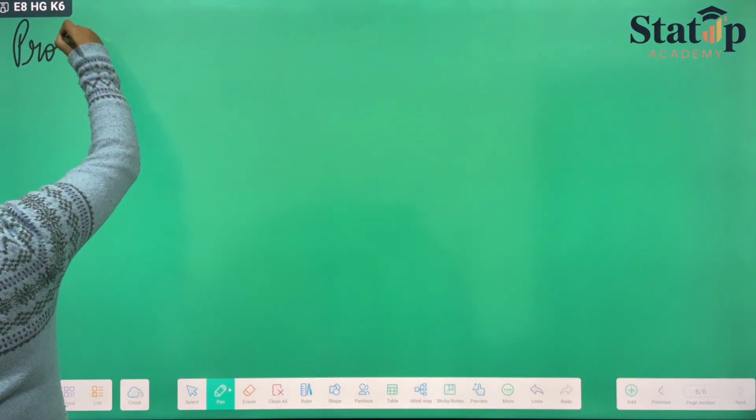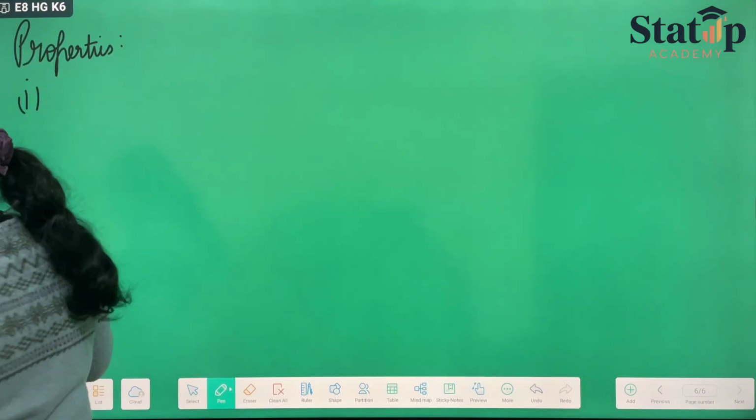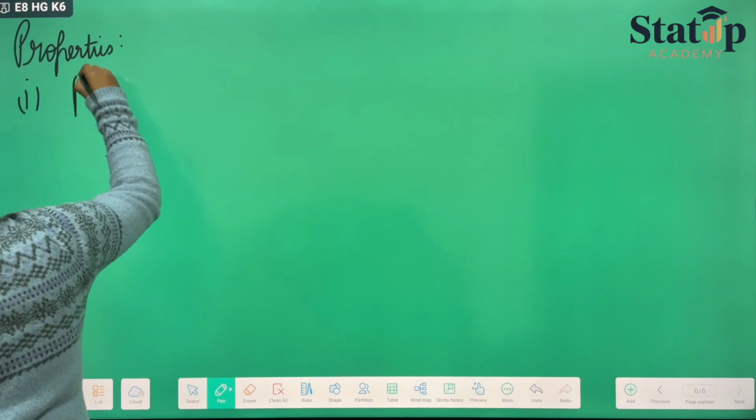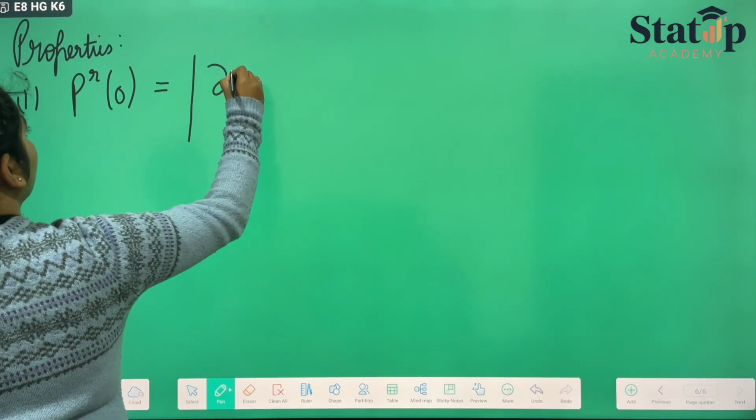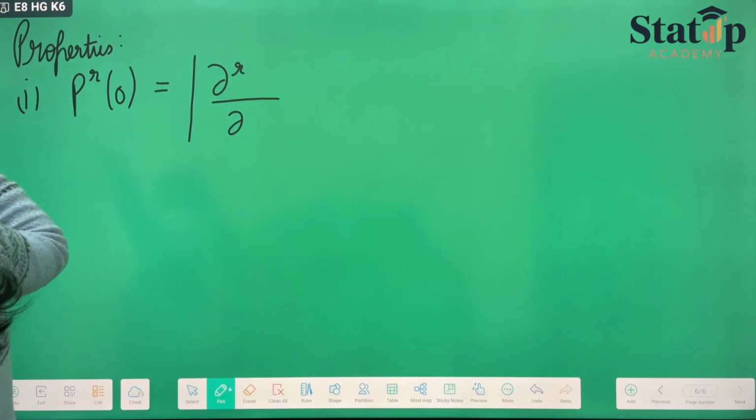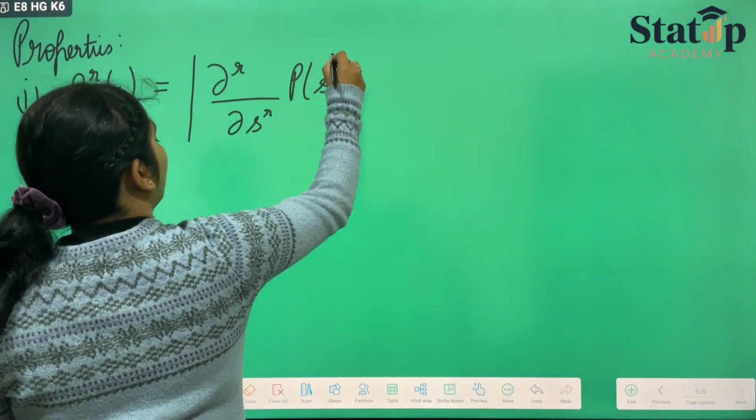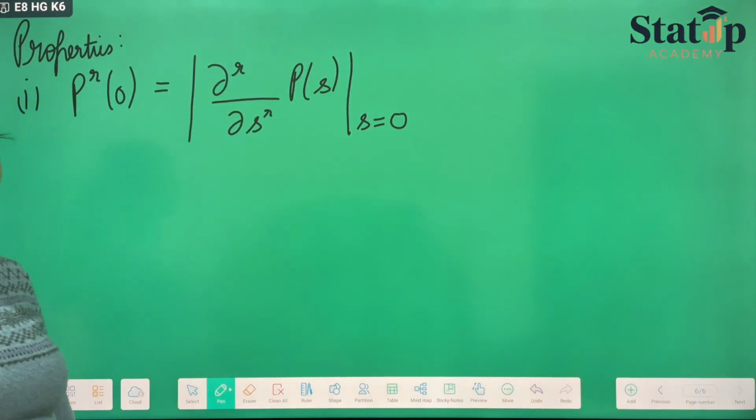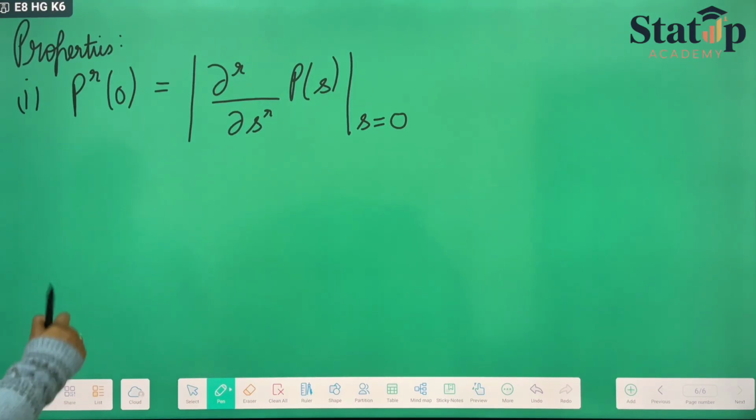Now moving forward to some of the properties of PGF. The property states that if we calculate p(r) at 0, then it will be nothing but the modulus of d raised to the power r over d s raised to the power r of P(s) at s equal to 0. When we have to calculate the r-th probability at s equal to 0, this is the differentiation formula.